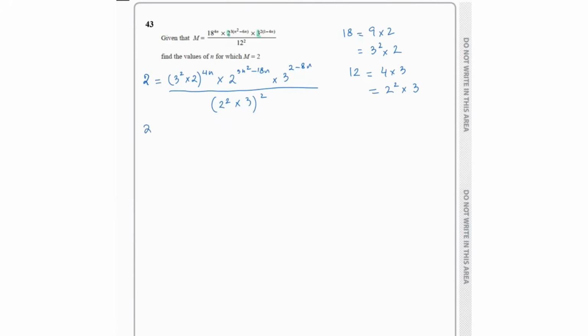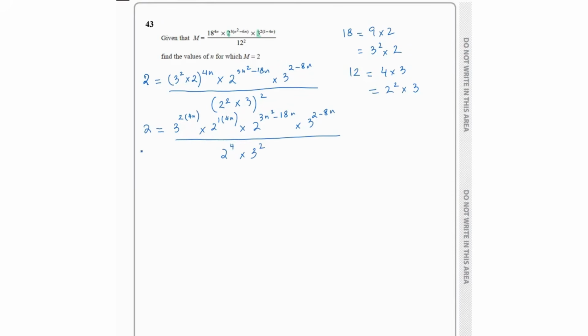Now, whenever there's a power inside the bracket and outside the bracket, we always multiply the powers. So it's going to be 3 to the power of 2 times 4n. Whenever there's no power, it's always 1. So 2 to the power of 1 times 4n times 2 to the power of 3n squared minus 18n times 3 to the power of 2 minus 8n, over 2 to the power of 4, because 2 2s are 4, times 3 squared.